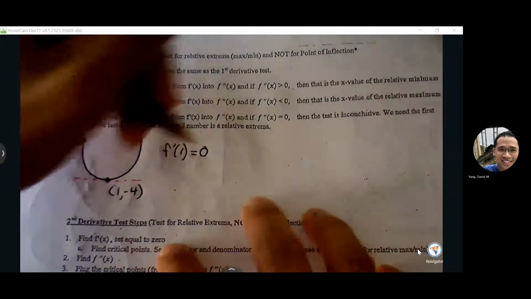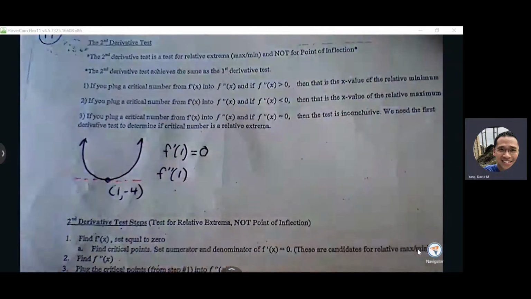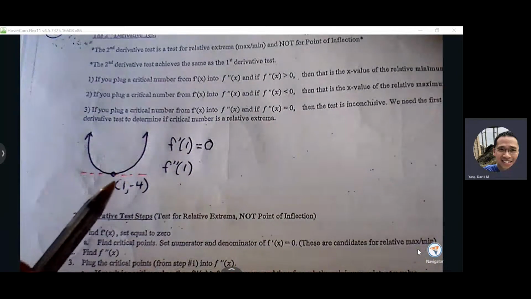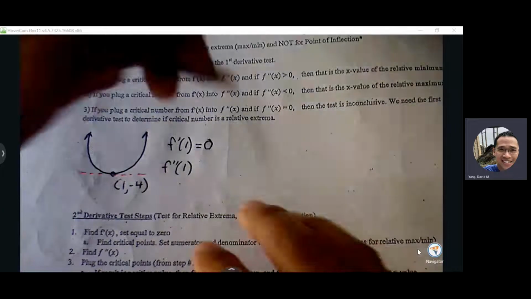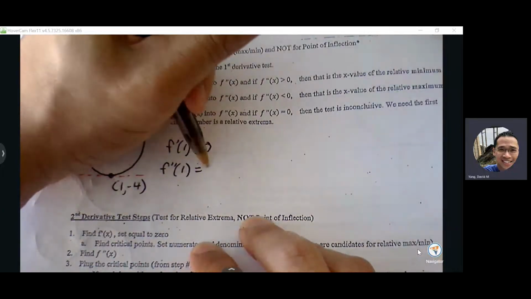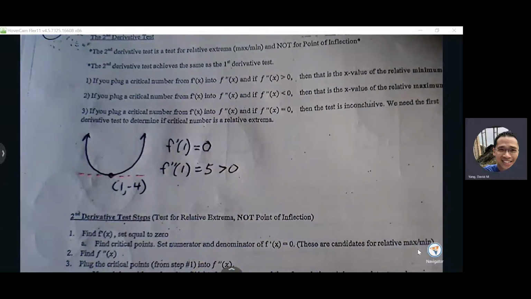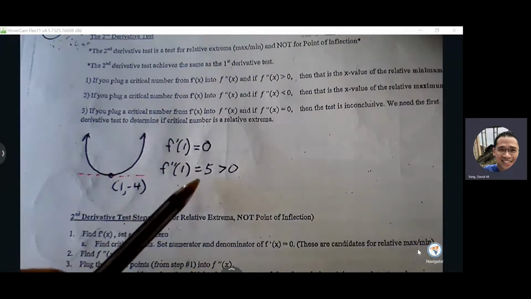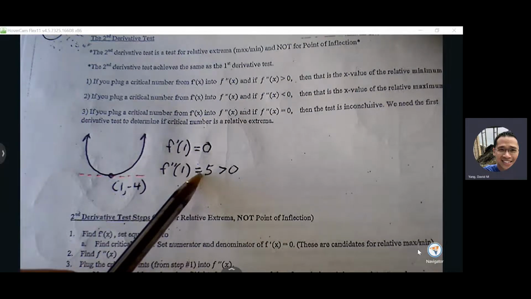Now, what about the second derivative at 1? Okay, second derivative is talking about concavity. Now, this point here is part of a what? Concave up or concave down? Concave up. So maybe this could be equal to 5. But either way, it could be 6, it could be 10, it could be 11. But either way, it's going to be greater than 0. Okay. I'm just putting 5 there as an example.